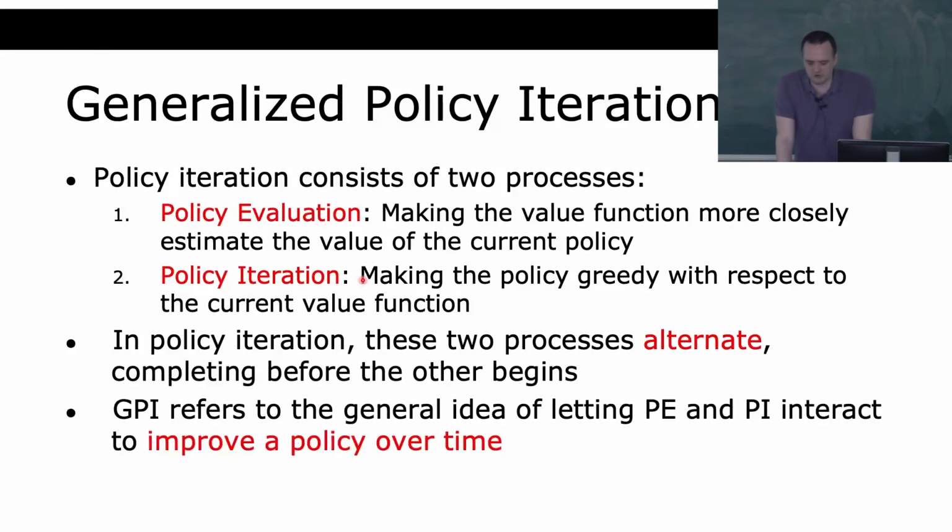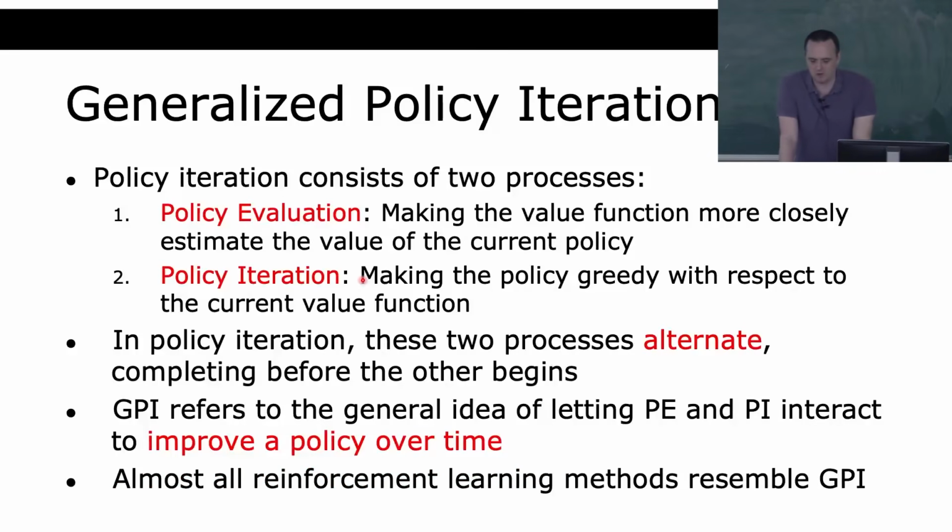So GPI refers to the general idea of letting policy evaluation and improvement interact to improve a policy over time. And almost all reinforcement learning methods resemble GPI in some form. Now, with more modern, like deep reinforcement learning methods, where you have a neural network, sometimes they can directly encode the policy rather than having to have values. But for GPI in general, we do keep track of the values, and then we look at the action values in order to decide what to do.